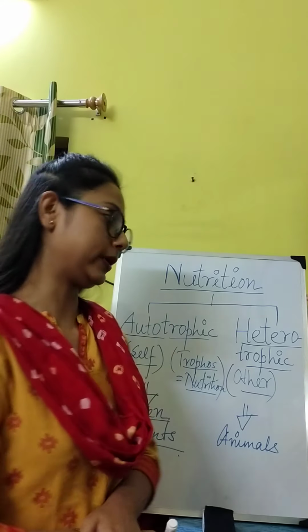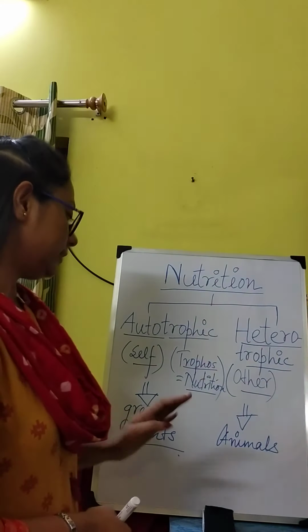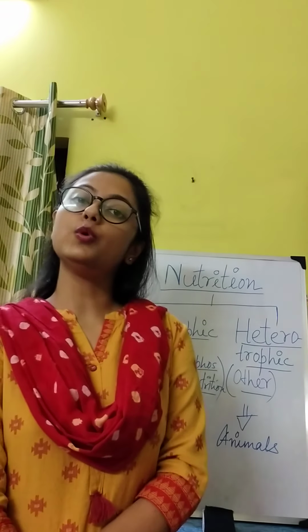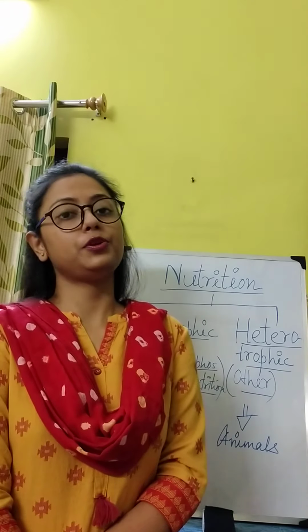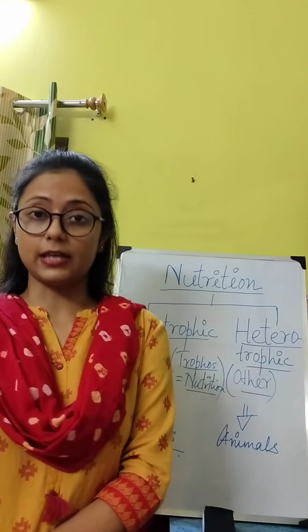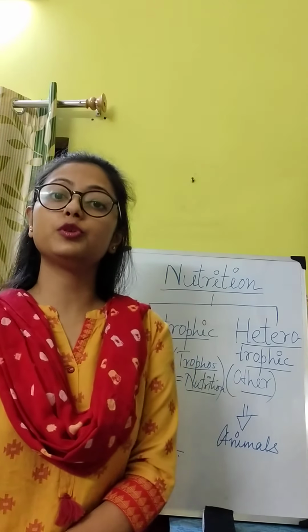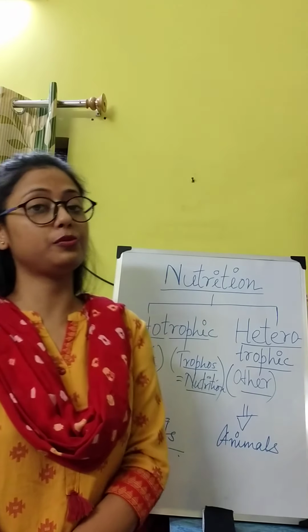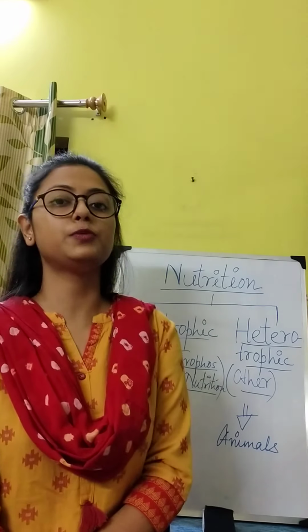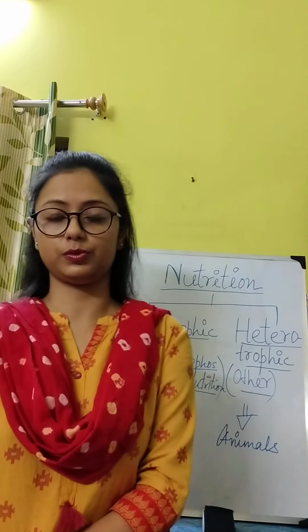Clear? Okay. Now, the green plants produce their own food. Very well. How do the green plants produce their own food? The process is termed photosynthesis. Photosynthesis is the process through which green plants produce their own food.